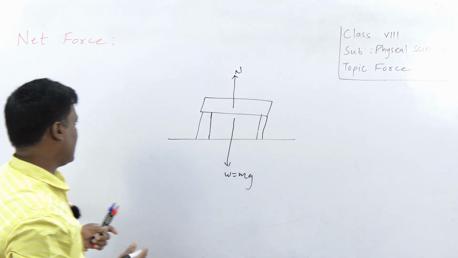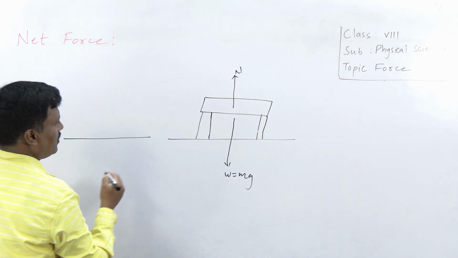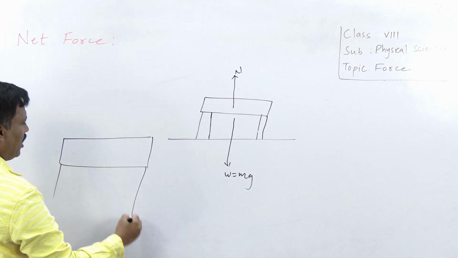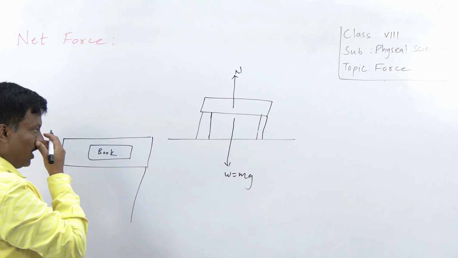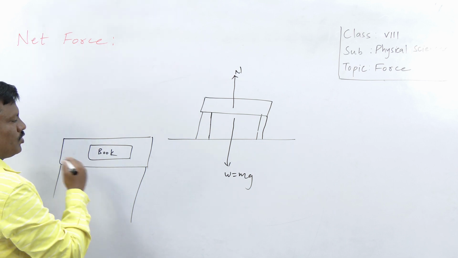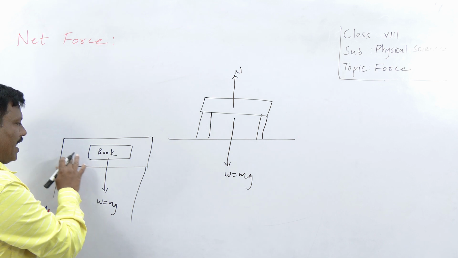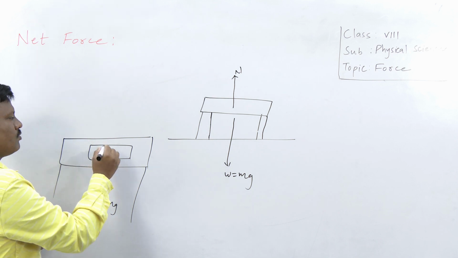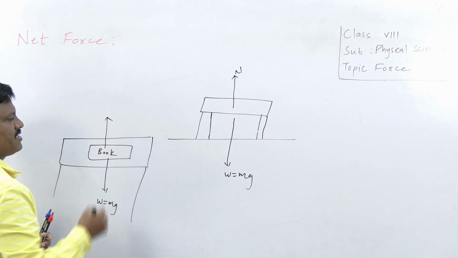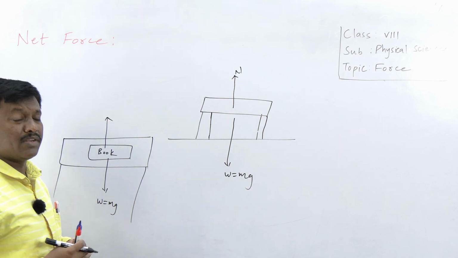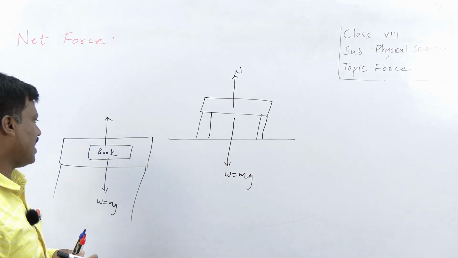We are going to discuss another example. This is the surface, this is the table, and here I have placed one book. Now how many forces are acting on the book? One is gravitational force towards down, and the table exerts one force on the book in the upward direction, as we discussed yesterday. So two forces are acting on the book.